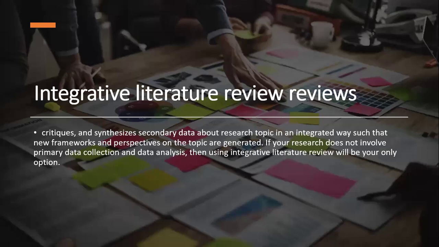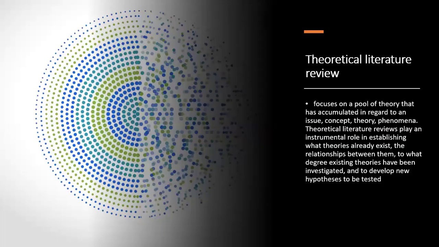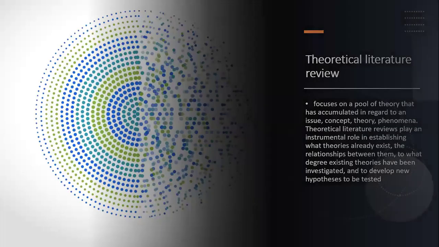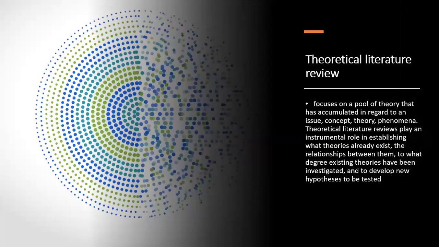Integrative means it is secondary data about a research topic, integrated in a way where new frameworks and perspectives on the topic can be generated. And theoretical, it is majorly the same as your narrative kind of literature review.